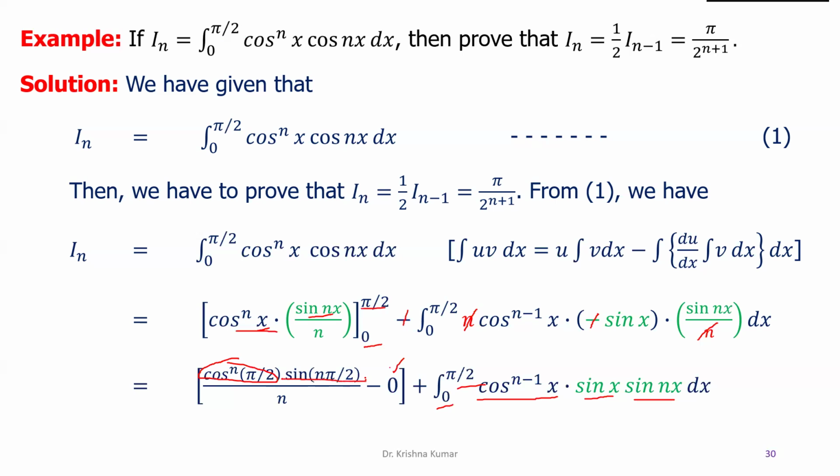The value of sin (n pi by 2) will be either 1 or 0. Suppose if you put n equal to 1, then sin pi by 2 is 1. If you put n equal to 2, then sin pi is 0. So either we get 0 or 1, but the first value cos pi by 2 is always 0. So ultimately the first term is 0, and the second term is the integration of cos^(n-1) x sin nx into sin x under the limit 0 to pi by 2. So we have I_n is equal to the integration of cos^(n-1) x sin nx sin x under the limit 0 to pi by 2.